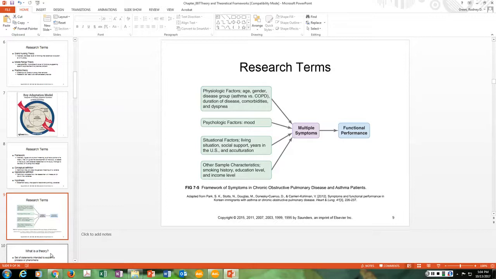This is a graphic model of the framework, and this framework has to do with symptoms in chronic obstructive pulmonary disease and asthma patients. So here we have physiologic factors, psychologic factors, situational factors, and other characteristics. All of these produce multiple symptoms and influence functional support. Someone might use this in a research study where they are trying to promote the functional support of individuals with COPD and asthma patients. So in addition to having typed words that explain the framework, there's also a model that can provide a picture of the key variables and the dependent variables.